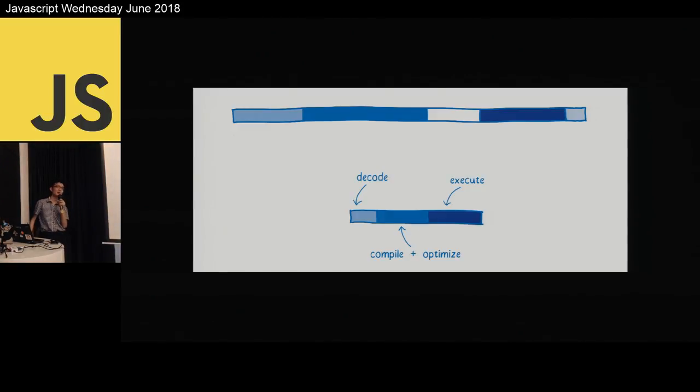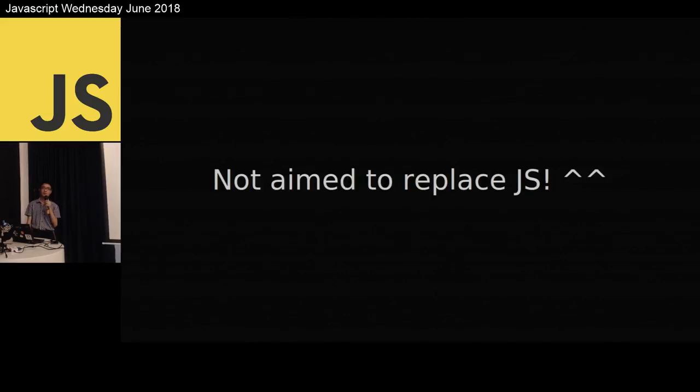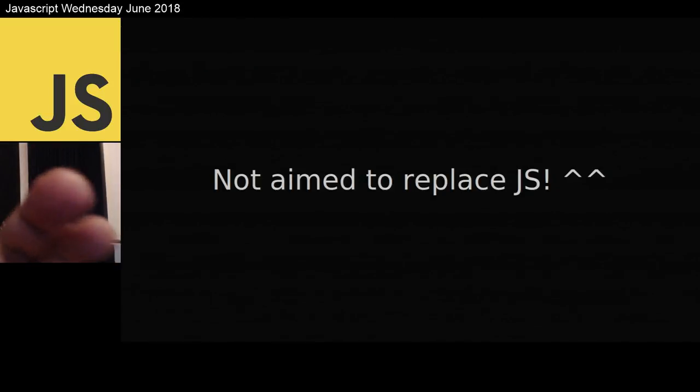And of course, WebAssembly is not aimed to replace JavaScript. Right now, you cannot use WebAssembly standalone. You cannot just put it in HTML instead of a script. You cannot put WebAssembly as the module and then run it. You still need to rely on one JavaScript file to import the WebAssembly and call it.